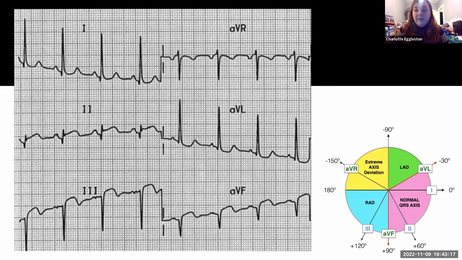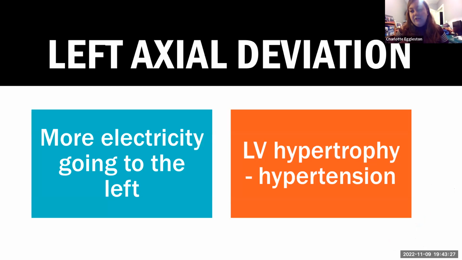And then this one, last of the bunch, you can see that lead 1 is more positive, and similarly AVL are positive. Therefore, this is a left axis deviation. So more electricity is going to the left. You've got more muscle there. That's probably one of the more common ones that we see, so often from hypertension. But yeah, that's a left ventricular hypertrophy.